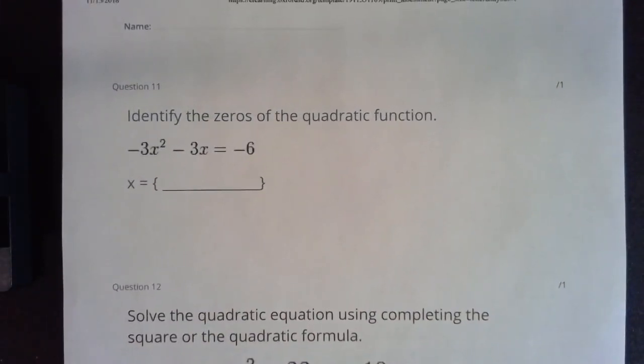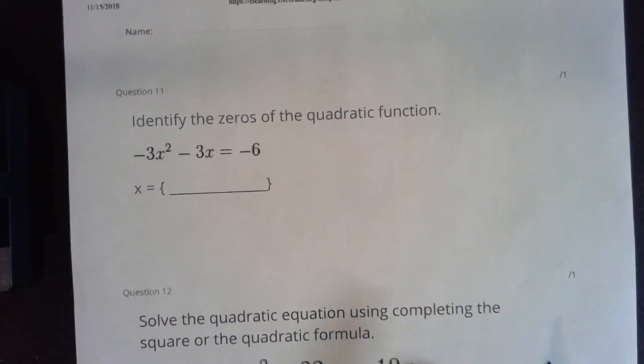So question 11 asks us to identify the zeros of the quadratic function: negative 3x squared minus 3x equals negative 6. If we wanted to solve this one, we could use many different methods. You could use completing the square, you could use the quadratic formula, or you could use factoring.